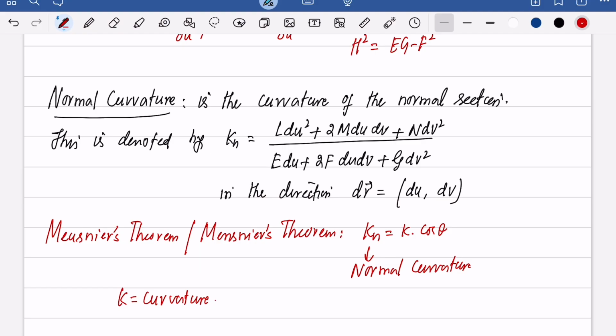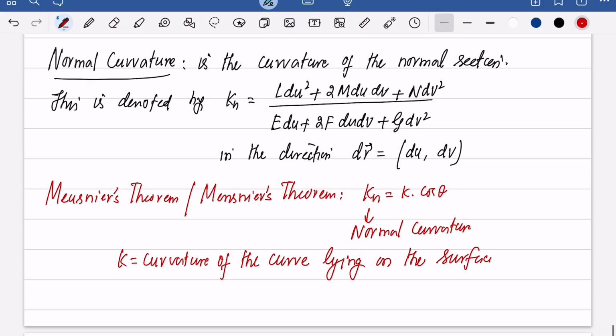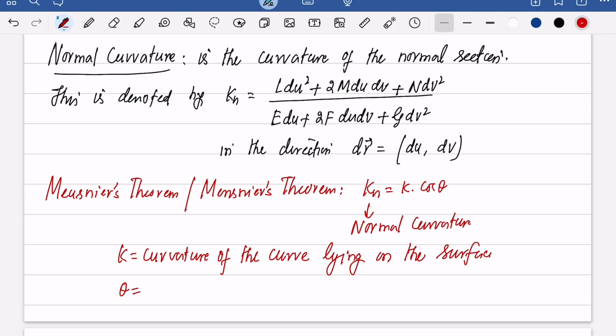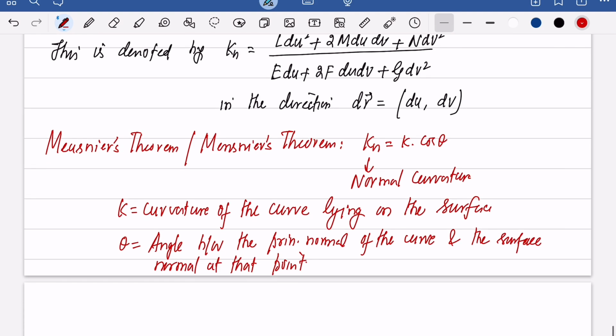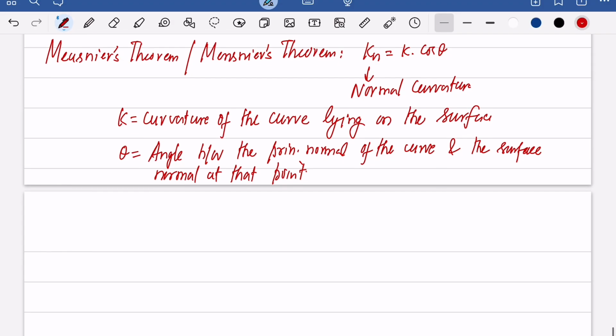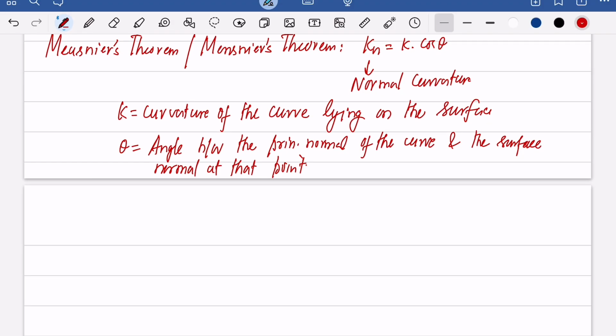Curvature of the curve lying on the surface. And then this theta is the angle between the principal normal of the curve and the surface normal at that point. So this is Meusnier's theorem, which gives us the normal curvature in terms of the curvature of the curve and the angle theta, which is the angle between the principal normal vector of the curve and the surface normal vector at that point.